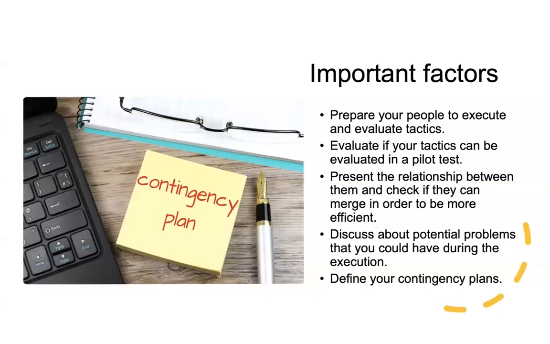And of course, present the relationship between them and check if you can merge tactics. Even though the tactics are smaller, maybe two things can work together in order to get the result that we want. And of course, the potential problems that we have mentioned so far. And last but not least, contingency plans. It's important that your contingency plan has a plan B. What will I do in case a tactic isn't working as it's supposed to?